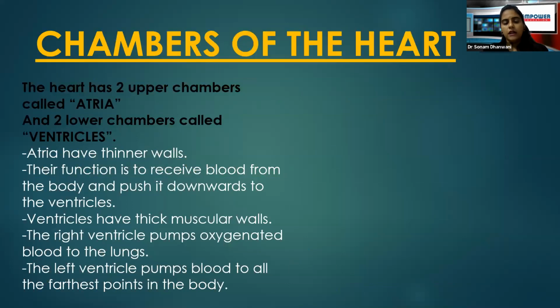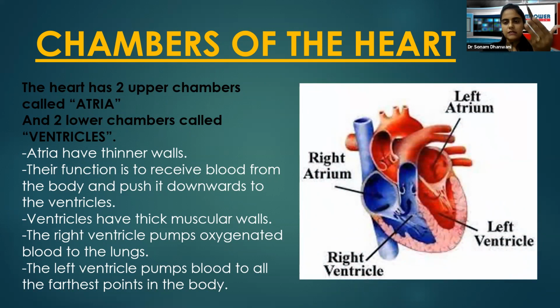Now going forward, there are some chambers in the heart. To be precise, there are 4 chambers in the heart. There are 2 upper chambers and 2 lower chambers. The upper chambers are known as atrium, also called auricle. So atrium or auricle, and the lower chambers are known as ventricles. Uppers are atrium, lowers are ventricle. So we have right atrium, left atrium, right ventricle, left ventricle. So these are the 4 chambers of the heart.